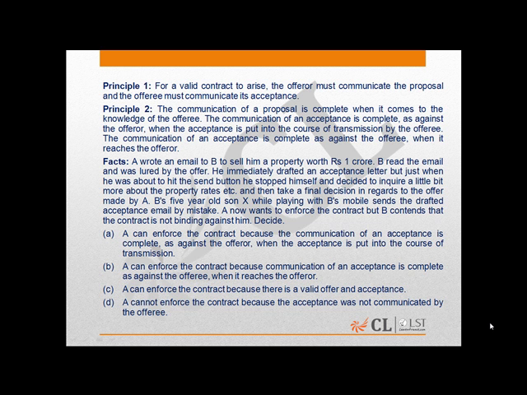Here, B has just kept it in his draft and the communication of acceptance was not put in the course of transmission by the offeree. So the communication is not complete. So he cannot enforce the contract.